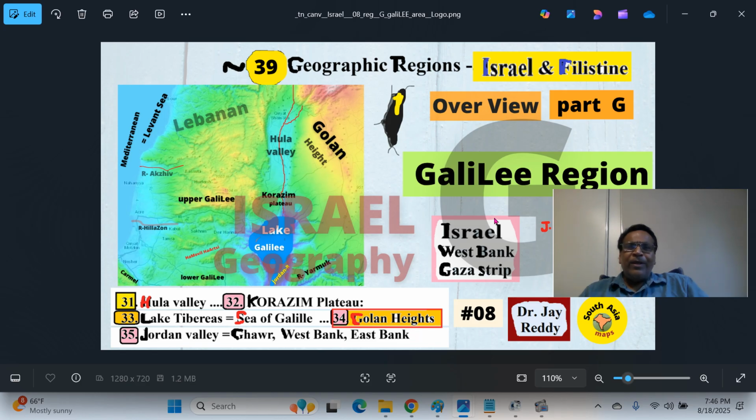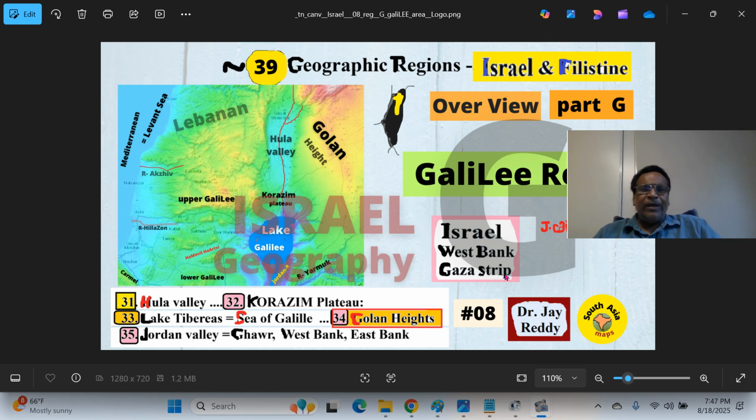We are continuing with our Israel-Palestine series, and we have identified around 40 or so geographic, physiographic regions. I combine each five or six into a bundle, and I'm giving an overview initially. Here I call this broader region the Galilee region, part G, and that includes the Hula Valley and Khorazim Plateau region, Lake Tiberias, also called Sea of Galilee or Kinneret, and Golan Heights, and Jordan Valley, and Ghor, or West Bank and East Bank regions.